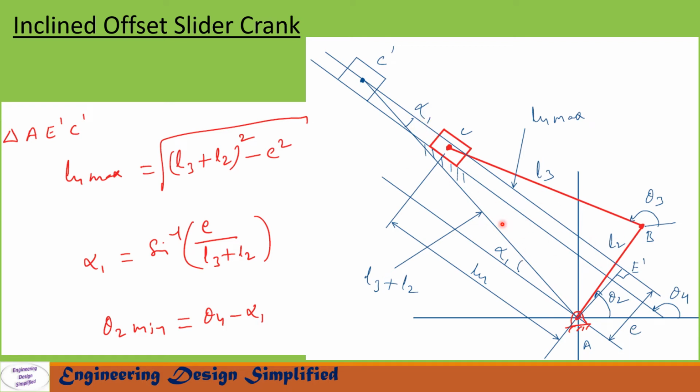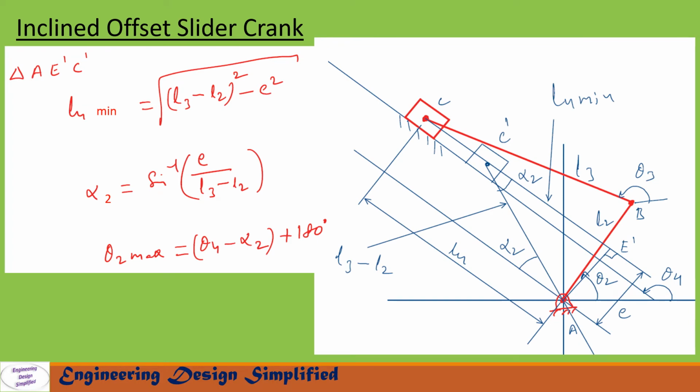So from this right angle triangle A E prime C prime, L4 max, that is from C prime to E prime, can be written as L4 max equal to square root of L3 plus L2 square minus E square. And alpha 1 can be found as alpha 1 equal to sine inverse E by L3 plus L2. So from this figure, theta 2 minimum, the minimum position of the crank, can be written as theta 4 minus alpha 1.